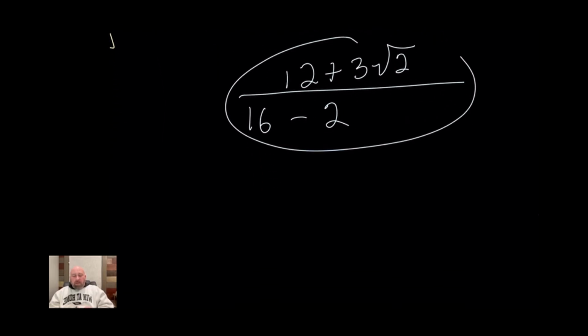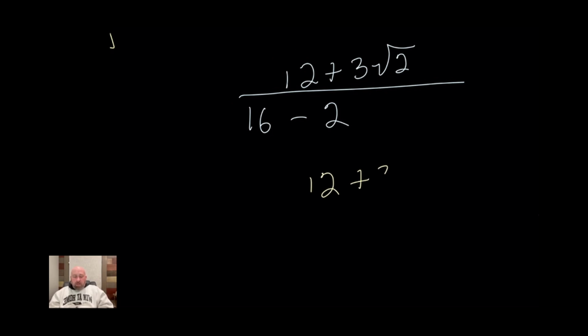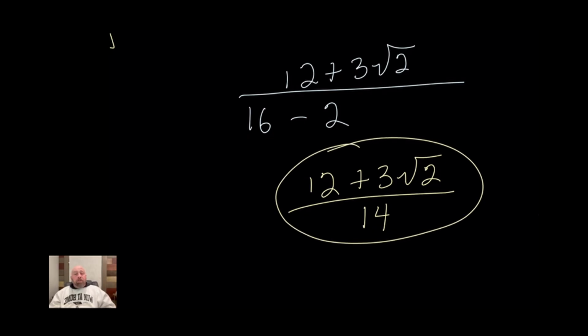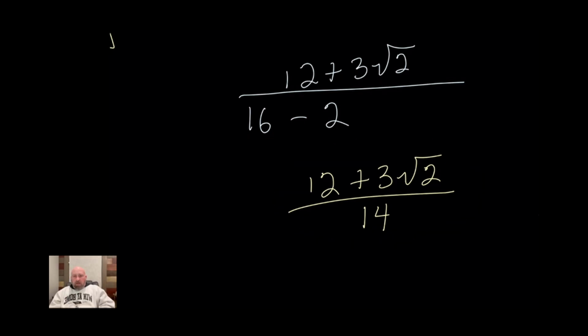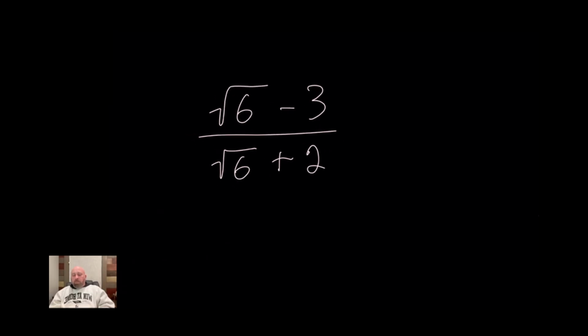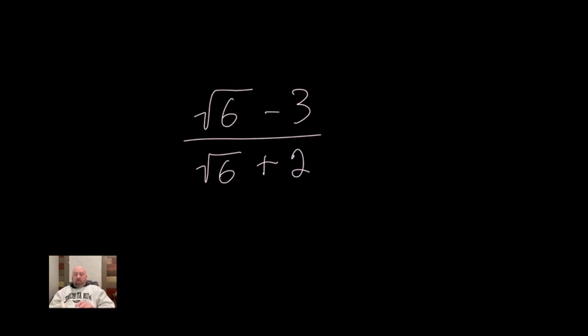So now we'll rewrite this and we'll solve this out just a little bit better. And that's going to look like 12 plus 3 square root of 2. And that's going to be 16 minus 2, which is 14. And that is going to be our answer. We would circle that, okay? All right, let's do one more, and then we will be done with this chapter.